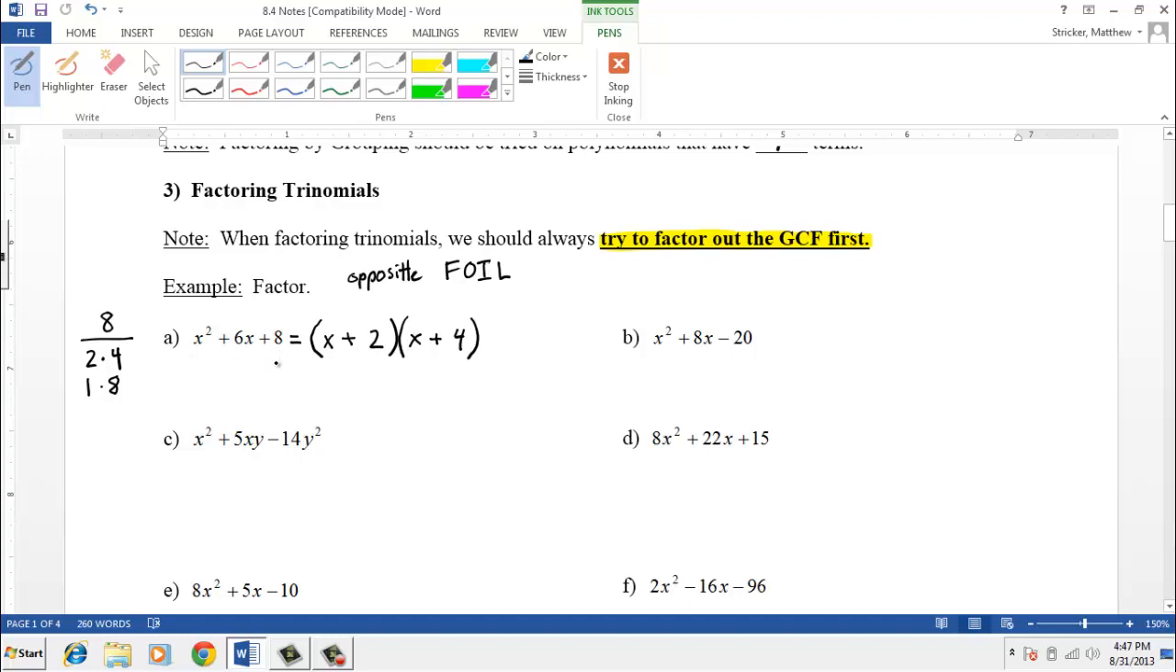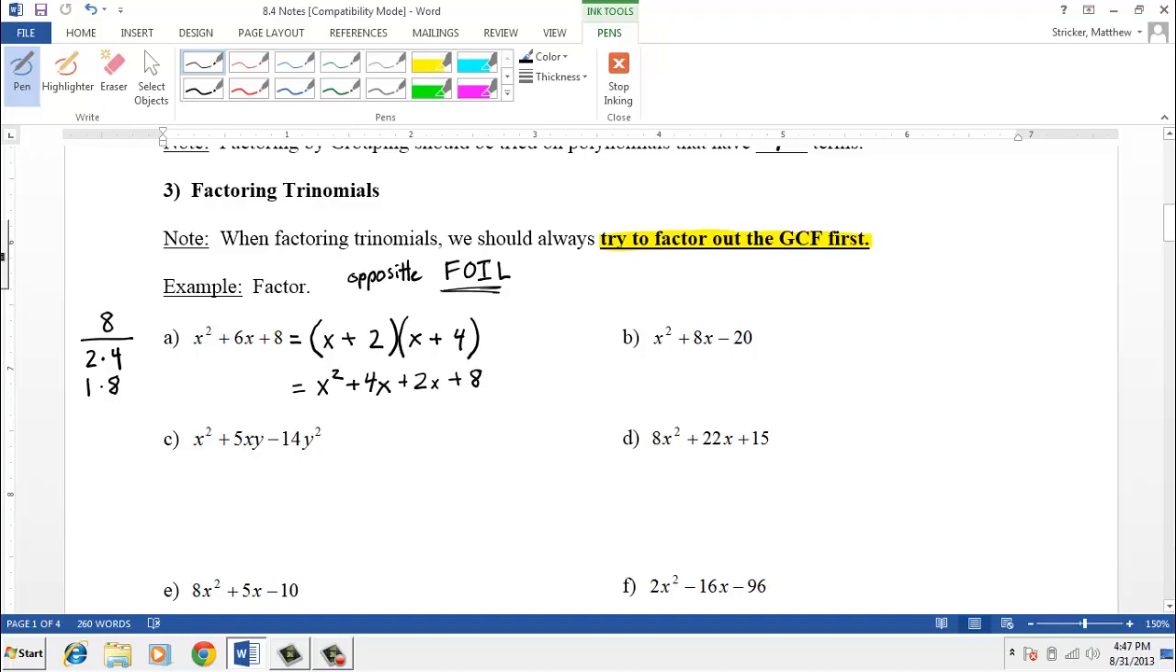But let's go ahead and FOIL and check to make sure that that is actually the correct factoring. So if I FOIL it out, remember we do F first, the first two terms. X times X is in fact X squared. And then we have O, the outer, X times 4, which is a positive 4X. And then we have the I, the inner, 2 times X, which is a positive 2X. And then we have the last, 2 times 4 is 8.